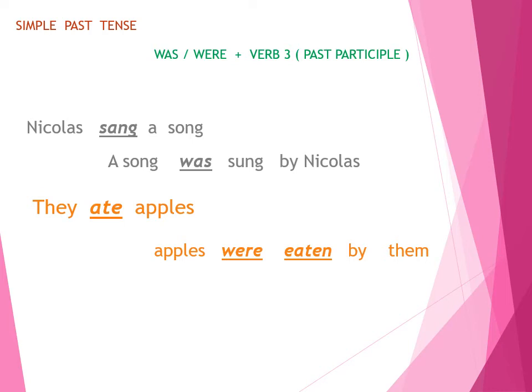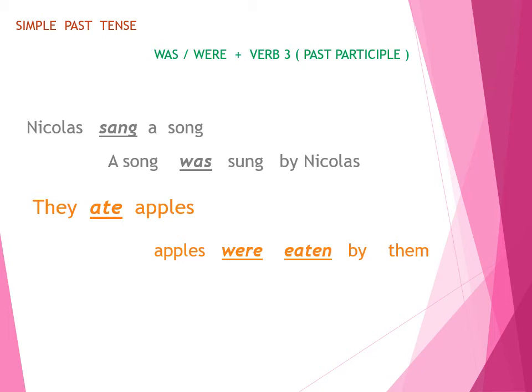So we have to start passive voice with a song. A song was sung by Nicholas. We choose was as the to be of simple past tense because the subject, song, is singular. And then we have the verb sang. When we change into passive voice, don't forget to choose the past participle form of sang, which is sung. So the sentence becomes: a song was sung by Nicholas.